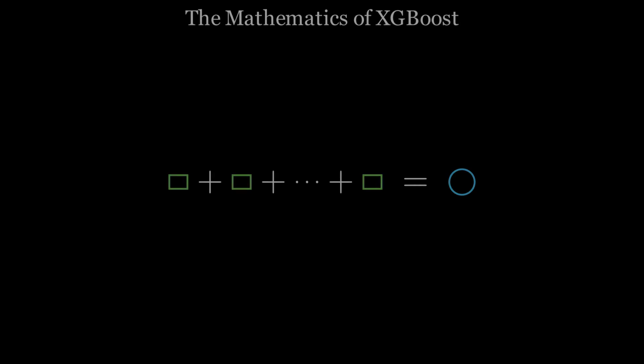Welcome to our deep dive into the mathematical foundations of XGBoost. XGBoost, short for extreme gradient boosting, is one of the most popular and powerful machine learning algorithms for tabular data. It's an ensemble method, which means it combines many simple models, called weak learners, to create a single, highly accurate and robust predictive model. In XGBoost, these weak learners are decision trees. In this guide, we'll peel back the layers and derive the core equations that make XGBoost so effective, from first principles.